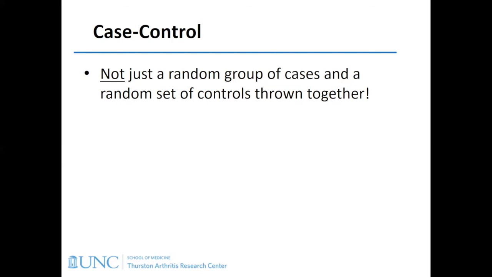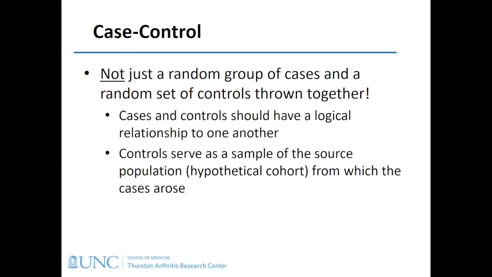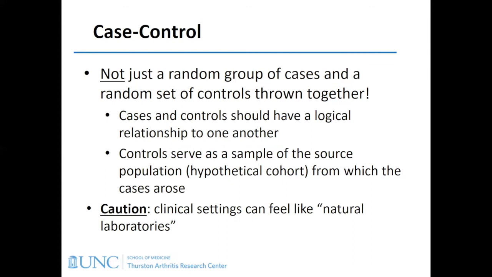So it's really important to think about that ideal cohort study first. Here it says that the cases and controls should have that logical relationship to one another, meaning that they would have come from that same source population. One thing to be aware of is that a clinical setting can feel like a natural laboratory, but sometimes that's not the case, and I'll give an example of a paper where that might have happened.